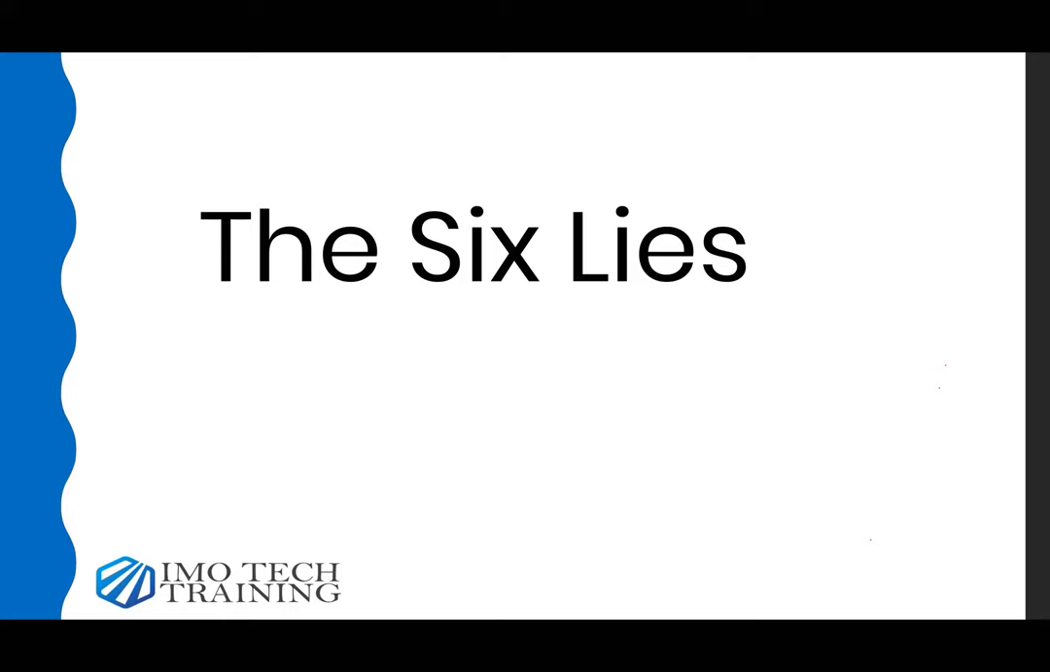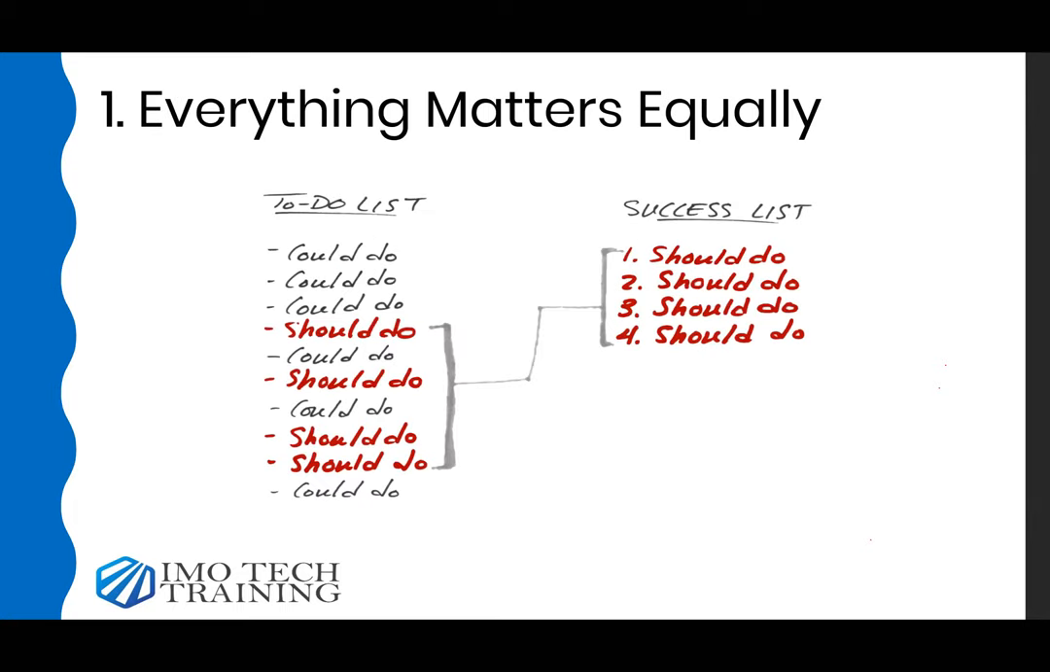So one thing I'm going to talk about is the six lies that we live in right now. The first one is that a lot of people say everything matters. People who are very organized have a to-do list. They wake up in the morning and say, okay, here are the 10 things I need to get done today. And then they start working on those 10 things. These are people that are very organized.